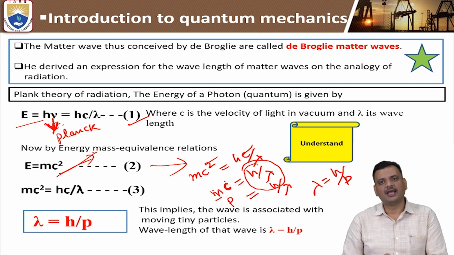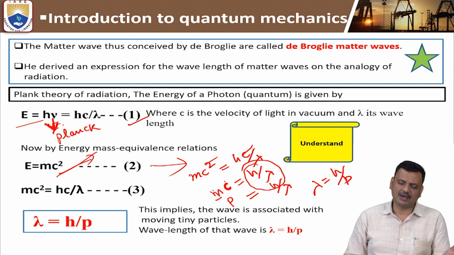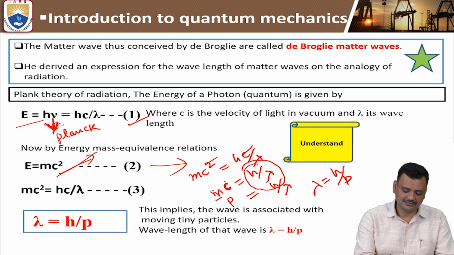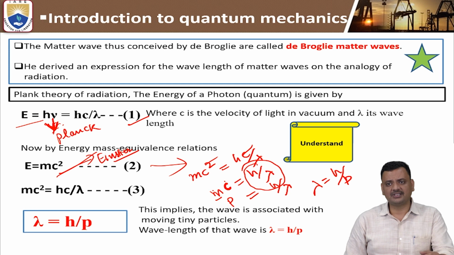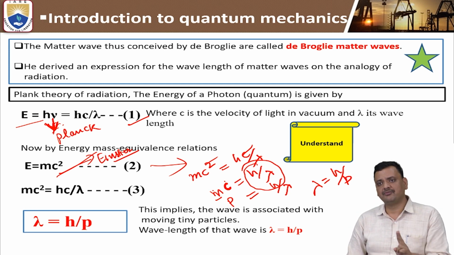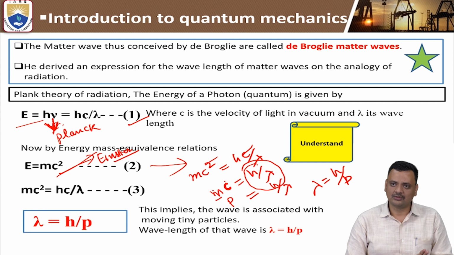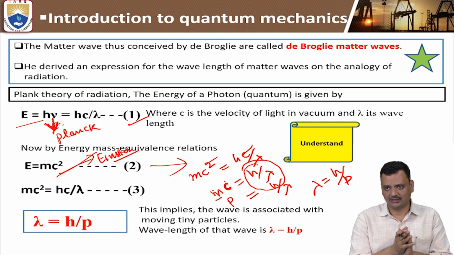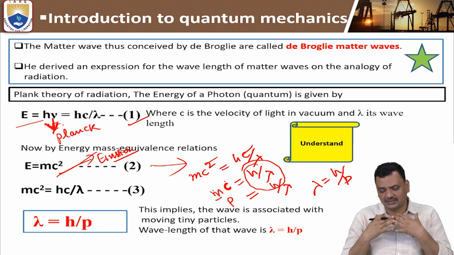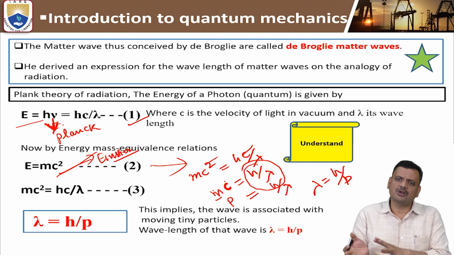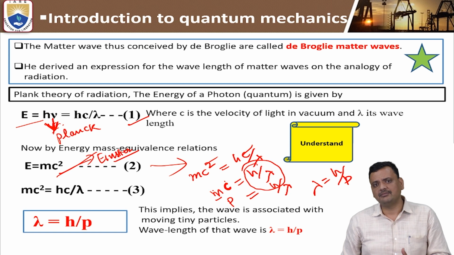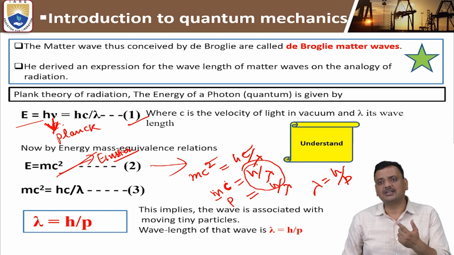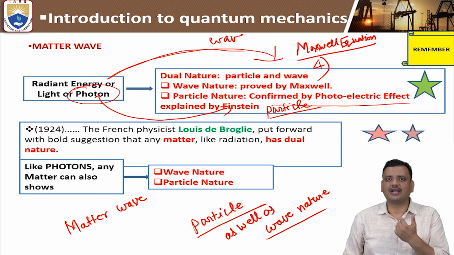This is the famous energy-mass equivalence relation given by Einstein. So using these two equations, you can calculate the wavelength value of the wave associated with a photon. So Louis de Broglie suggested that the same formula will be applicable for matter wave also. Why? Because the concept of matter wave itself was generated by the concept of duality of light.